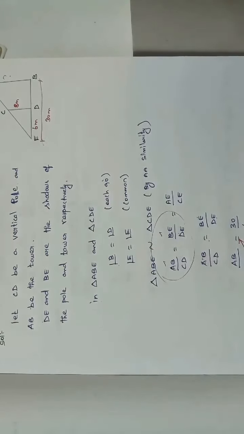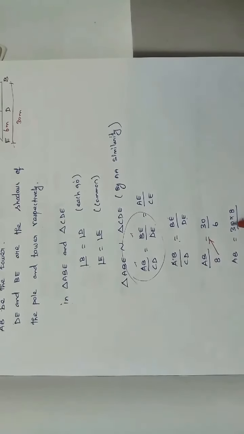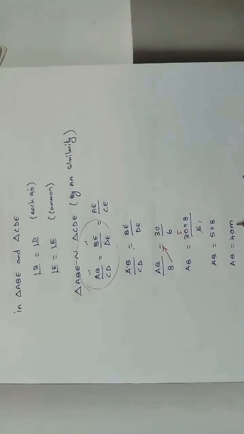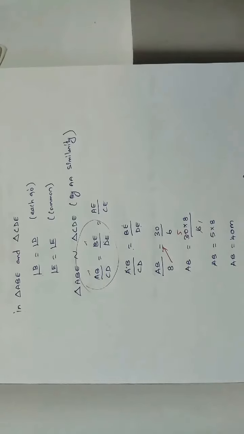Divide will become multiply, right? So simplify, 1 times, 5 times. So 5 into 8 is 40. Therefore AB is equal to 40 meter. What is AB here? AB is nothing but the height of the tower, right? The height of the tower is 40 meter.